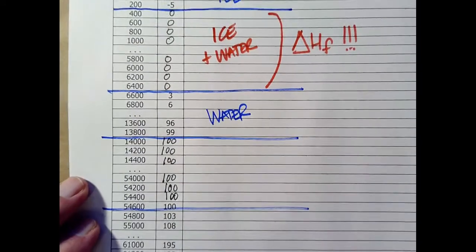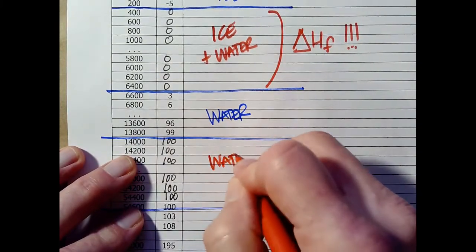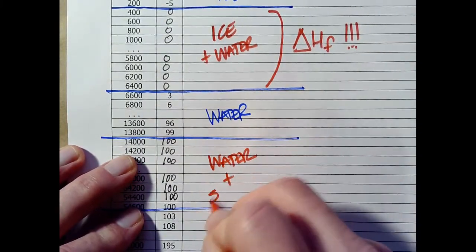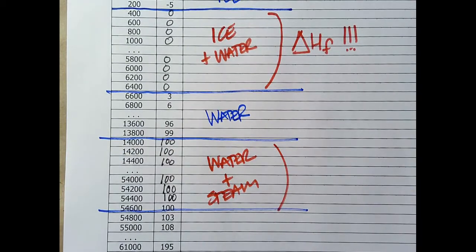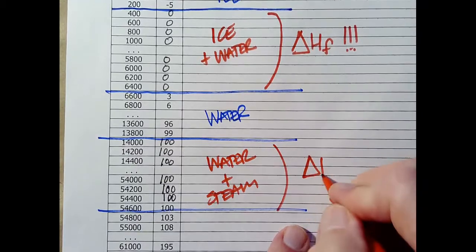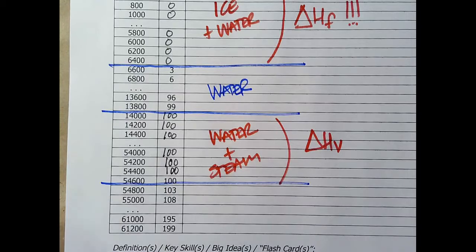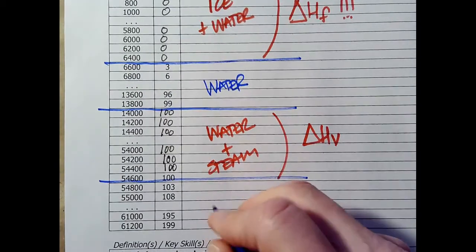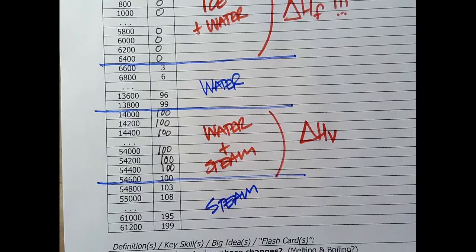Then I notice this. Here, I've got water and steam. What's going on there? Delta H vaporization. I'm adding energy in, but it's not increasing the temperature. It's only breaking up the IMFs for the liquid. And finally, I get here, and I just have steam.